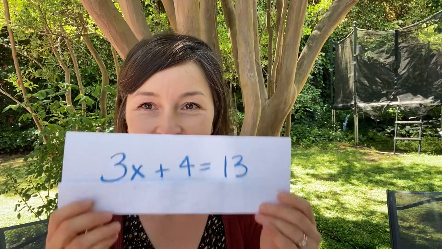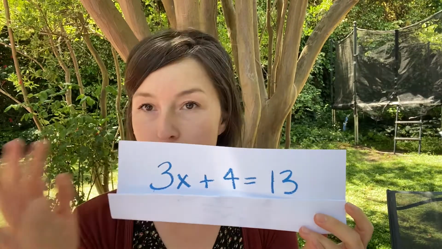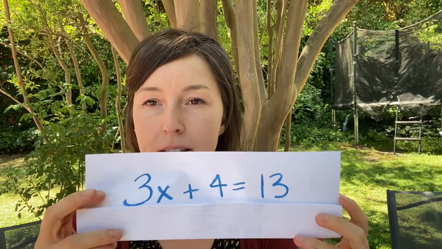Hello, pre-calculus. We are about to start solving trig equations. So I want us to think back to all the different equations we solved and how we did it. Let's start with this one, 3x plus 4 equals 13. So easy peasy, right? This is honors pre-calc.